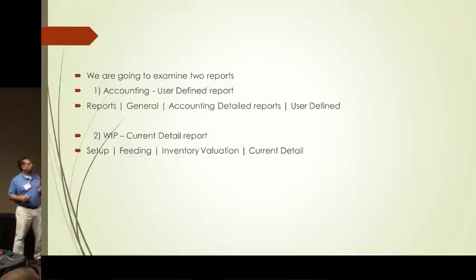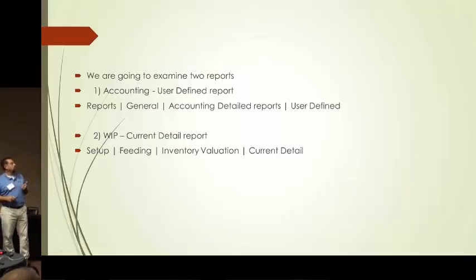We're going to look at two reports to do this analysis. First, the Accounting User-Defined Report, which is under Reports, General, Accounting Detail Reports, and then User-Defined. The second report is in inventory valuation. It's a WIP current detail report, and it's under Setup, Feeding, Inventory Valuation. The top box is current detail.